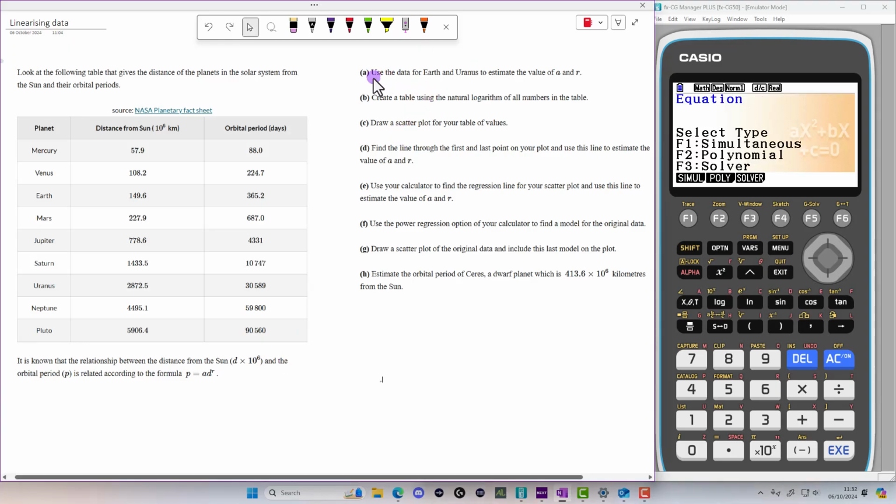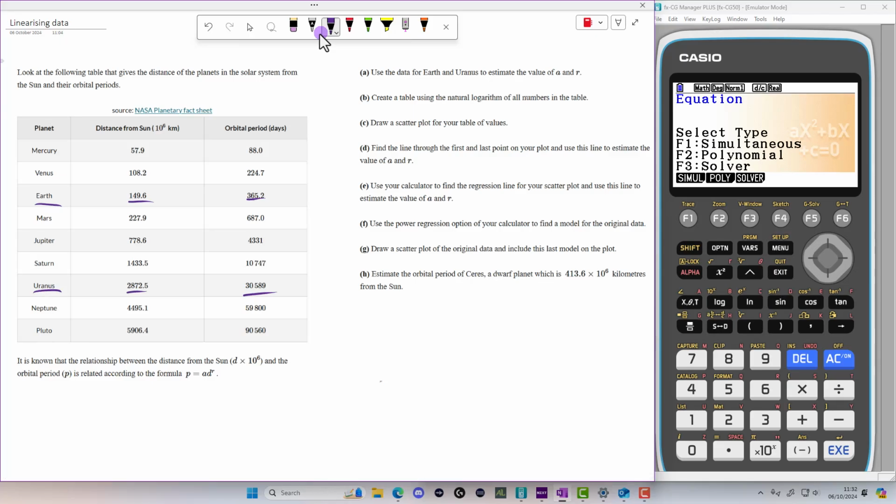And we've got to try and find out what A and R are to get a relationship for this. The first question asks us to use the data for Earth and Uranus to estimate the value of A and R. Now, generally on questions of this type where you want to find the equation, you put all the data into your calculator and use one of the regression methods. But this question specifically uses Earth and Uranus, so we're going to use these two data points to evaluate A and R.